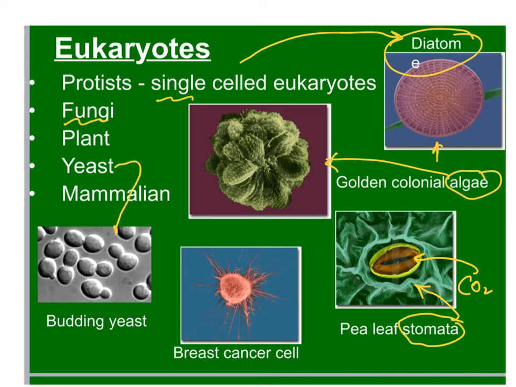Yeast cells are eukaryotic, and this is a budding yeast, so you can see this little bud coming off. And finally, we have breast cancer cells. We have all the cells in our body that are all eukaryotic, so mammalian cells.